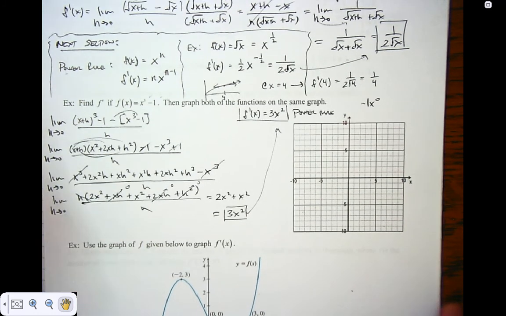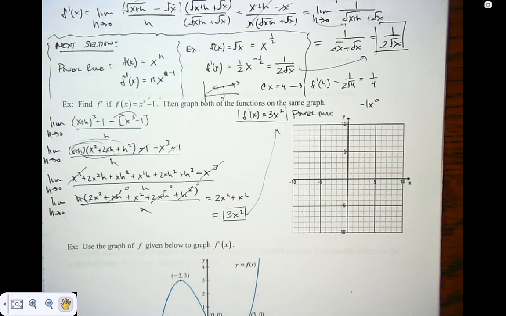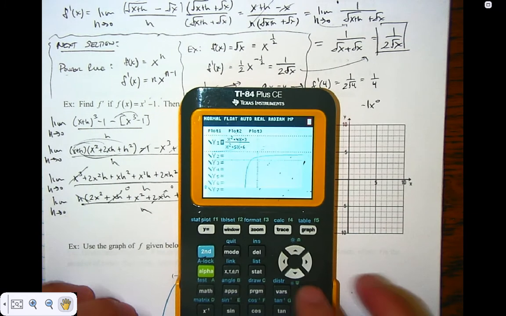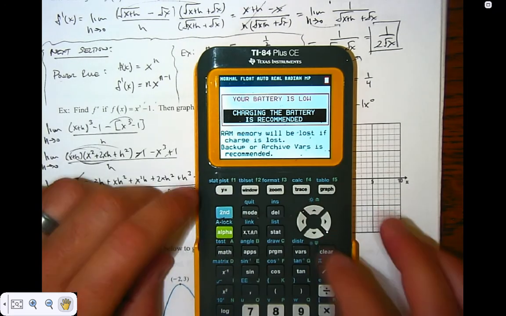So if you come over here, it asks you to graph both of these. It's obviously going to be a lot cleaner if I can just graph it here.